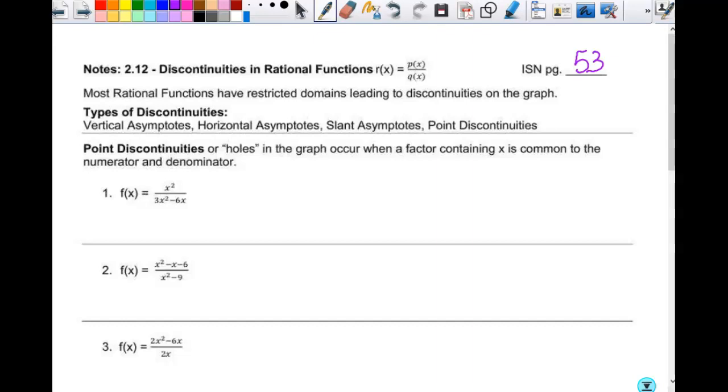Okay, we're going to look at discontinuities and rational functions today. We're going to start graphing them next week, but we've got to look at some of these things that go along with them before we can actually get them graphed.